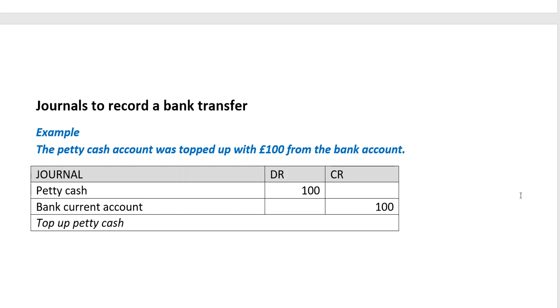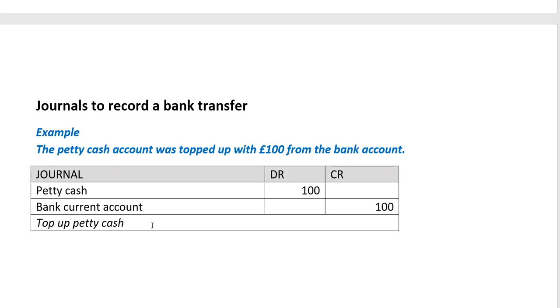So what we have to remember is that when an asset account is increased, it is debited, and when it is decreased, it is credited. So let's simplify that. Because the petty cash account is the one that's going up, money into an account will be a debit, and money out of an account will be a credit. So we're just showing that here as the debit of 100 to increase the petty cash account, and the credit of 100 to decrease the balance in the bank current account. And then underneath you simply see a description of why this is happening.